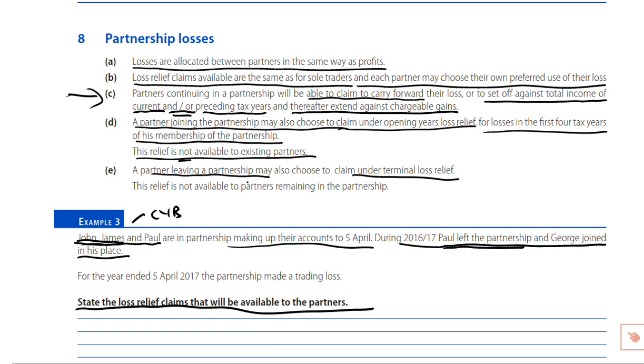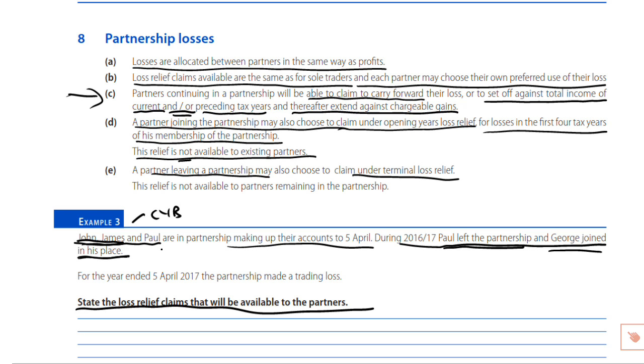Paul left the partnership, it's a cessation, so in addition to the current year relief and the 1 year carry back relief, there is terminal loss relief. Remember, there's no carry forward because he ceased to trade. But we've got the specialised terminal loss. And George joined in his place. Well, you've got your current tax year, preceding tax year claims against total income. You've got your carry forward against future trading profit. Or if he wants to use that loss more quickly, which is often the way, then the specialist opening year's relief set off against the total income of the preceding 3 tax years.